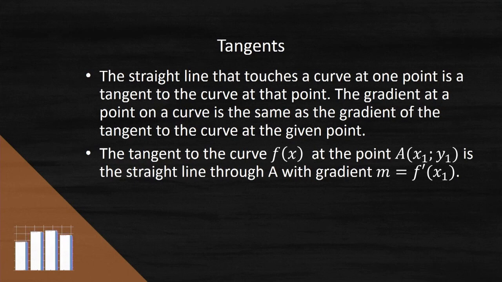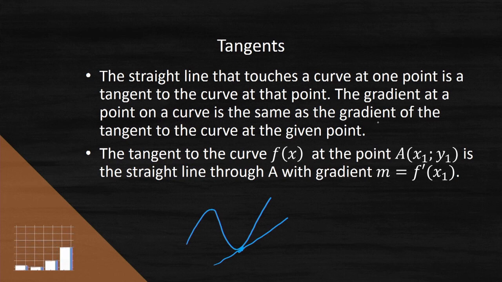All right, let's talk about tangents. We know that a tangent is a straight line that touches a curve at just one point. So if I have a curve, a tangent will touch that curve at just one point. The gradient, what we've also seen is that the gradient at a point on a curve is the same as the gradient of the tangent to the curve at the given point.